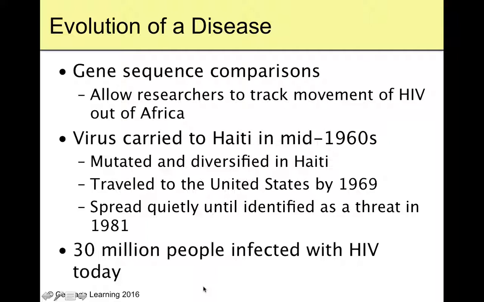So here's what we do. We look and we sequence the genes, and we can track the movement of HIV out of Africa. And so we can get the virus out of people from Africa, we can get the virus out of people in Haiti, we can get the virus out of people in America, and we can see how it's changed a little bit. And so we think that the virus was probably carried to Haiti by a person, I'm sure, traveling in the 1960s. And as it's passing from person to person in Haiti, primarily through sexually transmitted disease, but certainly it's bloodborne. So, bloodborne pathogen, it can make it through blood as well.